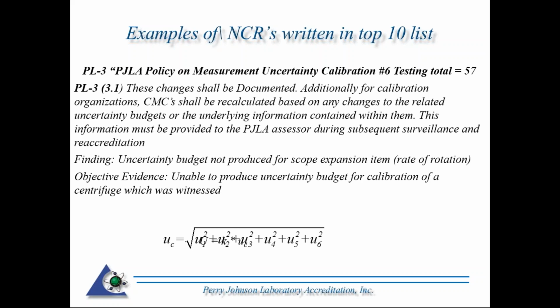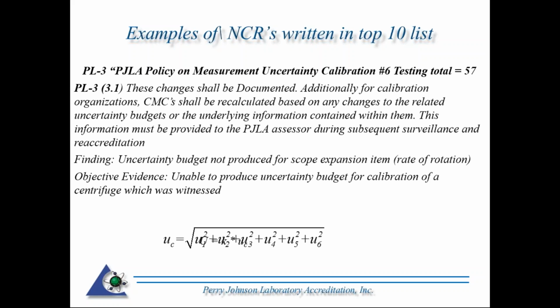PL3 goes into, of course, uncertainty budgets, goes into reporting uncertainty, how to report it, and there's some detail there about significant digits. You have to report uncertainty to two significant digits. You see the word CMC up there. For those of you that are in testing, a CMC is calibration and measurement capabilities, and that's another way of expressing uncertainty as the best uncertainty you can produce.